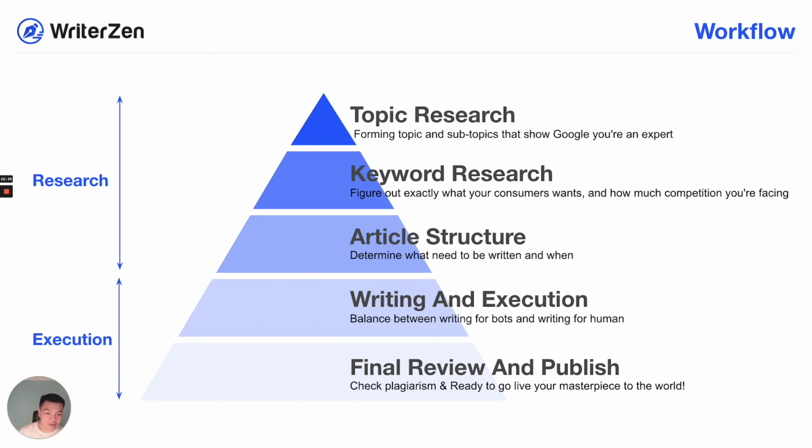The second is final review and publish. That's where you run a plagiarism checker, you check all the other structure, ABC, and then you go live with your content. All right, these are the 5 steps.